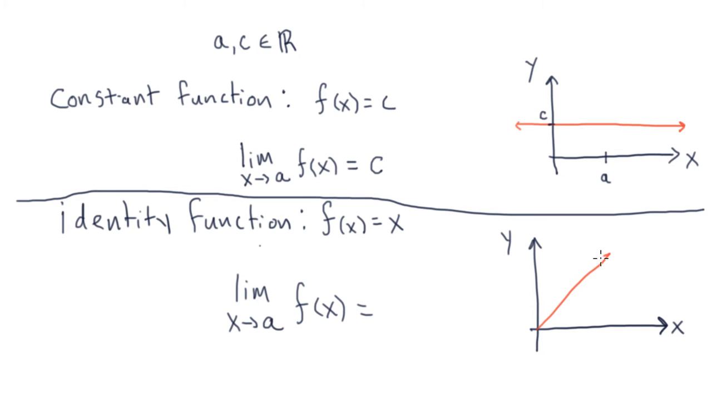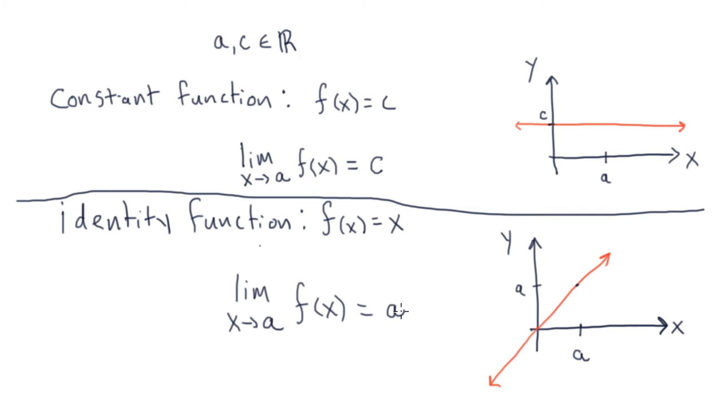It's just a line with a slope of 1 passing through the origin. Okay, and let's say that this is x equals a. Well, if I look, of course, f of a is just a. Here's a right here. And if I look just to the left, my function values are getting closer and closer to a. And if I look just to the right, my function values are getting closer and closer to a. So I can conclude that the limit as x approaches a of f of x, when f of x is just the identity function x, is equal to a.